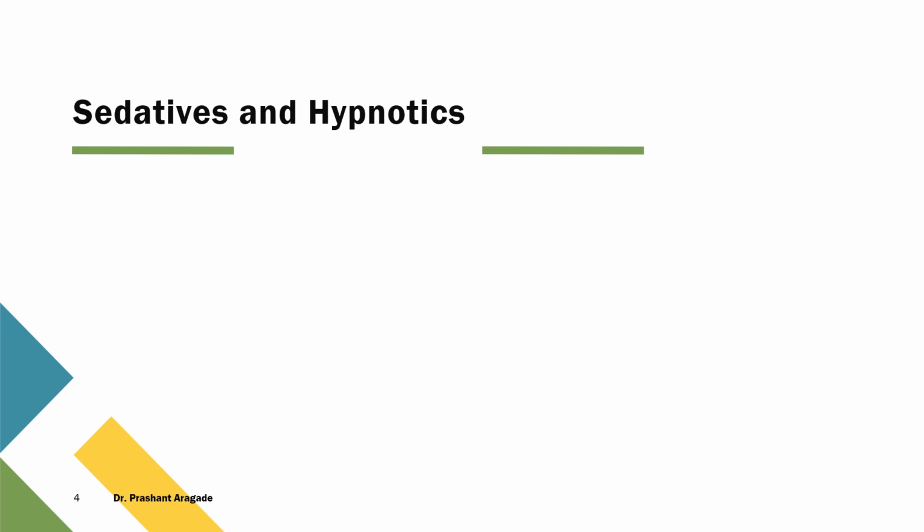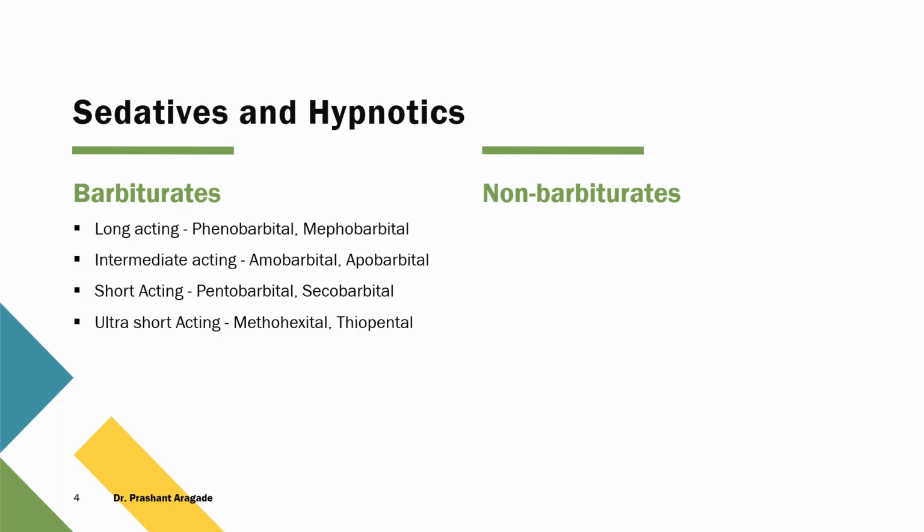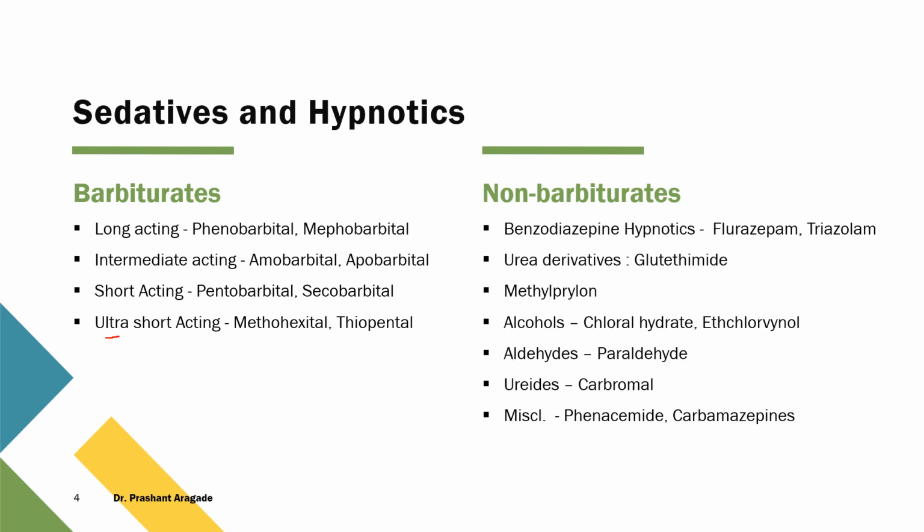To remember the chemical structure, you must know its chemical class. And you have to mention which heterocyclic ring is present in the structure of that drug. So let's see the classification of sedatives and hypnotics. It is grouped as barbiturates and non-barbiturates. Barbiturates have subclasses such as long-acting, intermediate-acting, short-acting, and ultra-short-acting. Non-barbiturates also have subclasses, for example, benzodiazepine, urea derivative, and others.